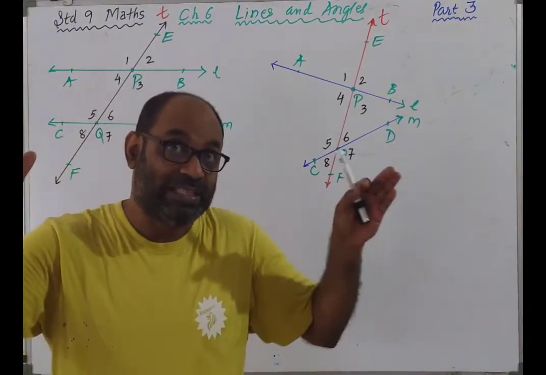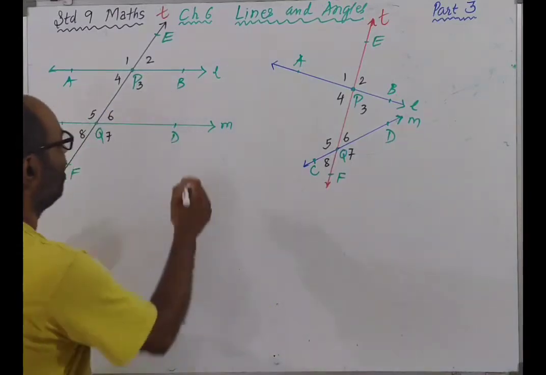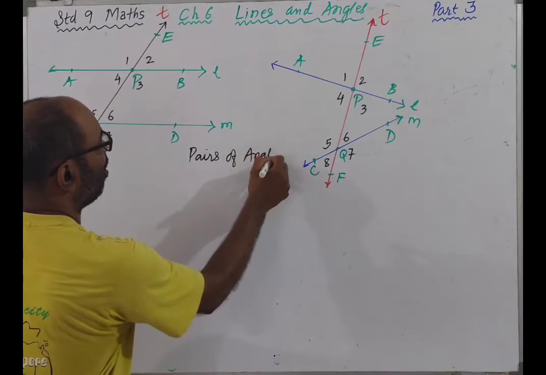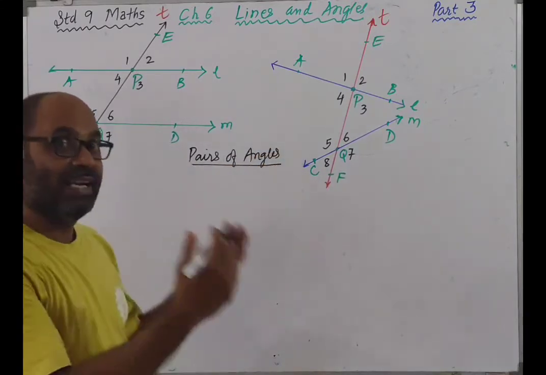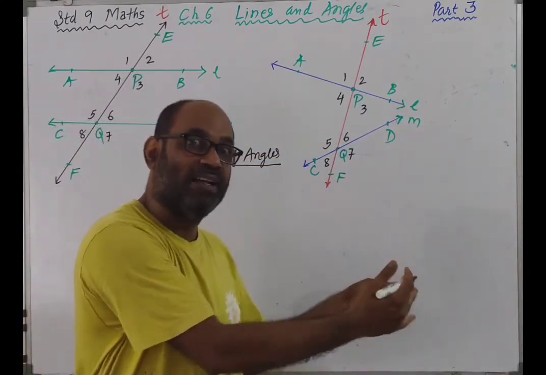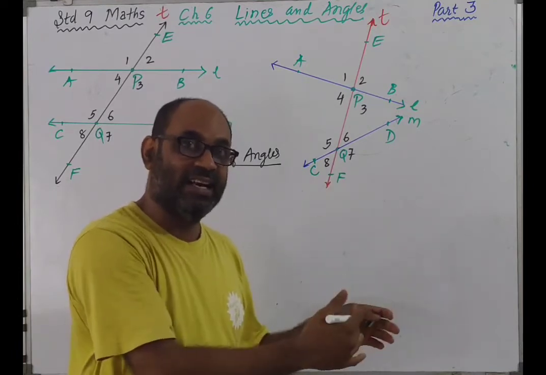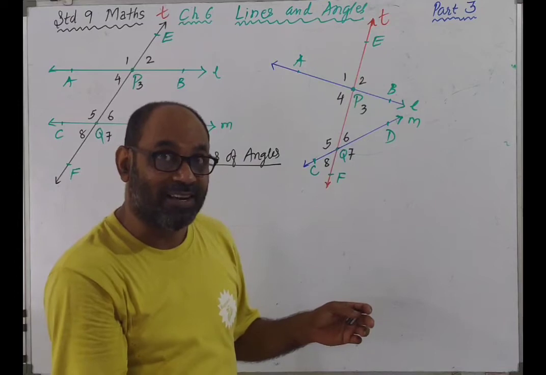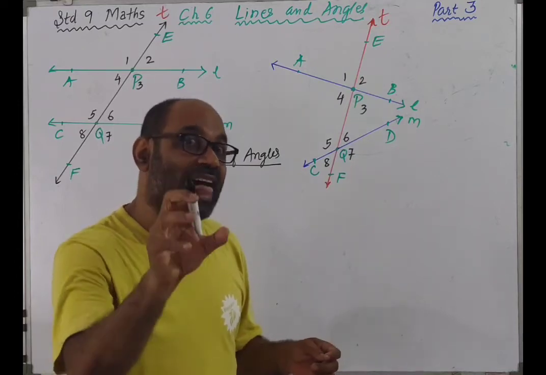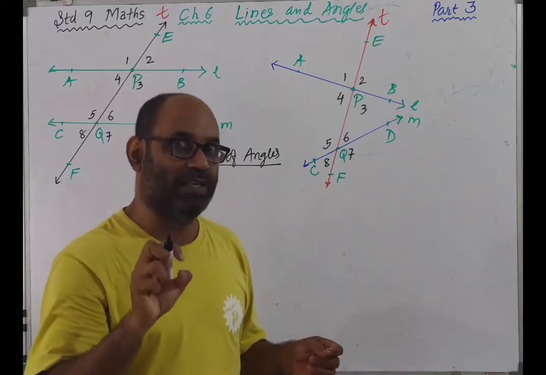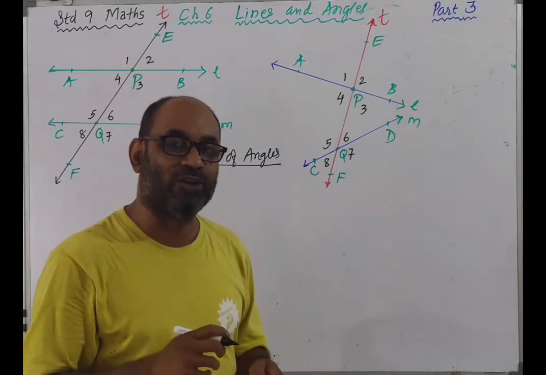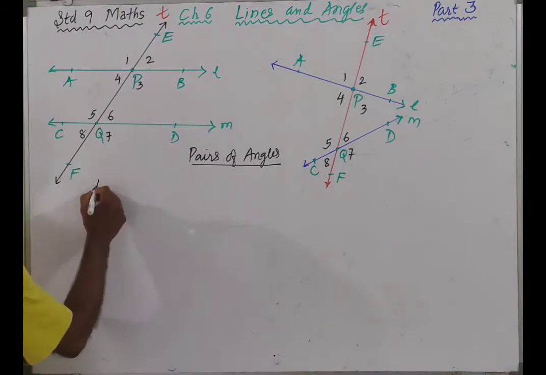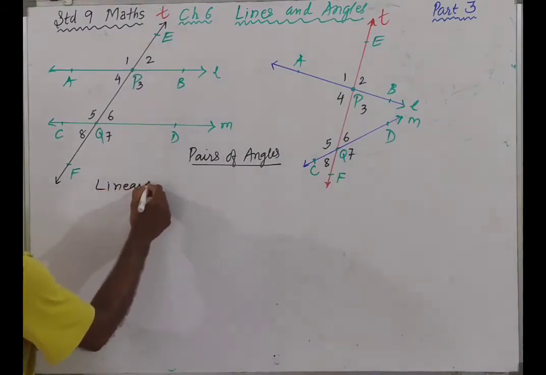But we are going to see the pairs of angles. We have already seen plenty of pairs of angles: interior, exterior, interior plus exterior, same side of the transversal, alternate side of the transversal. But as I said, we will choose some from them. Only some pairs we are going to choose and give them specific names. Alright, the first one is linear pair.